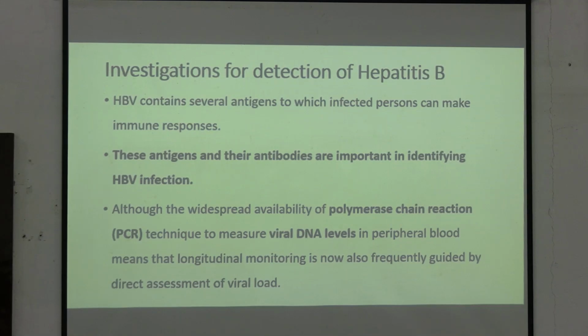Investigations for detection of hepatitis B. HBV contains several antigens to which an infected person can make an immune response. These antigens and their antibodies are important in identifying HBV infection. The widespread availability of the polymerase chain reaction, or PCR, technique to measure viral DNA levels in peripheral blood means that longitudinal monitoring is now also frequently guided by direct assessment of viral load. So we can detect viral DNA levels by PCR.